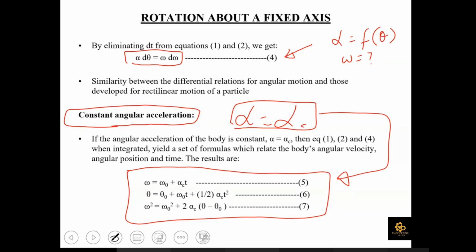However, if that rigid body is rotating with a varying angular acceleration, either alpha as a function of t or alpha as a function of theta, then you are going to use the general three kinematic equations which were discussed earlier in this lecture.